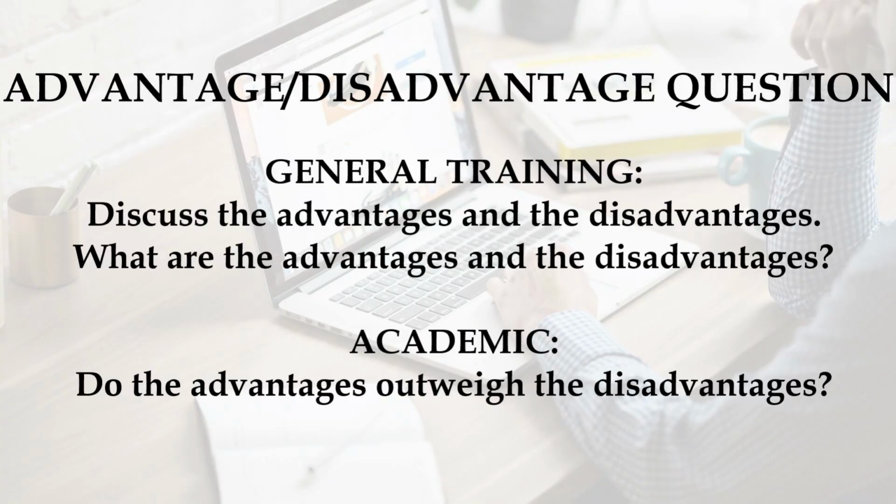The question wordings for this type of question under the general training module include discuss the advantages or disadvantages, and you may also encounter what are the advantages and disadvantages. Also, to our academic module test takers, the question may be in this form: do the advantages outweigh the disadvantages? The wording is nearly the same except for the word outweigh, whereas you have to explain yourself whether the advantages are more important than the disadvantages.